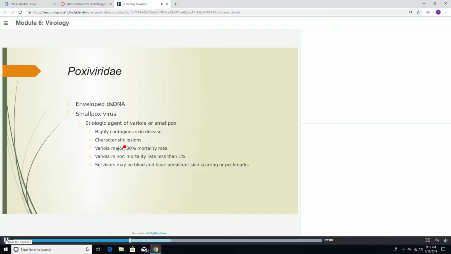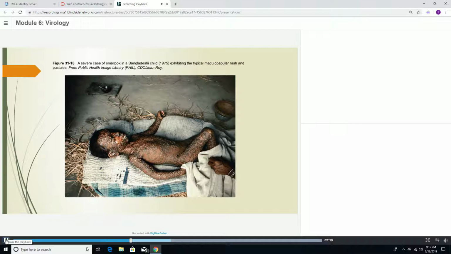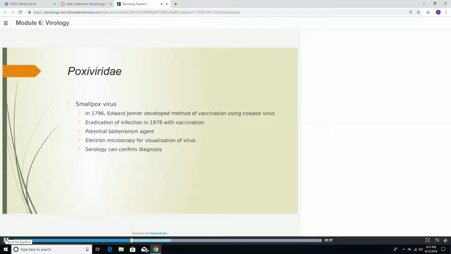Variola major has a 30% mortality rate. Variola minor has a mortality rate of less than 1%. Survivors may be blind and have persistent skin scarring or pox marks. So this is the virus that they tried to infect Native Americans with back in the day. So here's your cultural reference for this course. A severe case of smallpox in a Bangladesh child is featured here in this picture. So it's just important to note that Poxvirinae is the family for the smallpox virus.